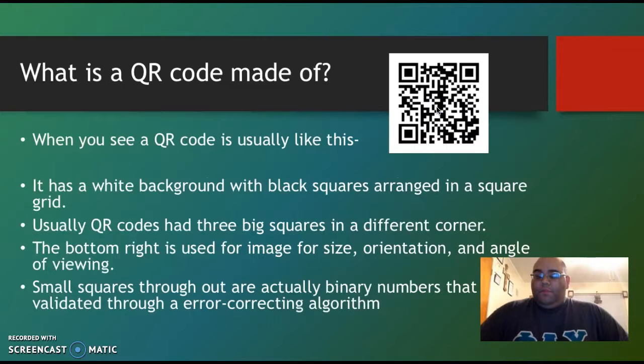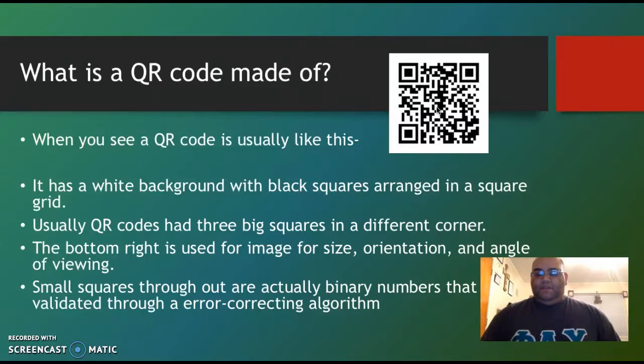What is a QR code made out of? Well, QR codes look like this in the picture. Usually they all have a white background made with black squares arranged in a square grid. QR codes usually have 3 big squares in corners: the bottom left, the top left, and the top right.